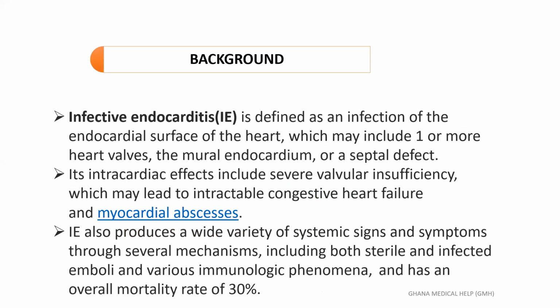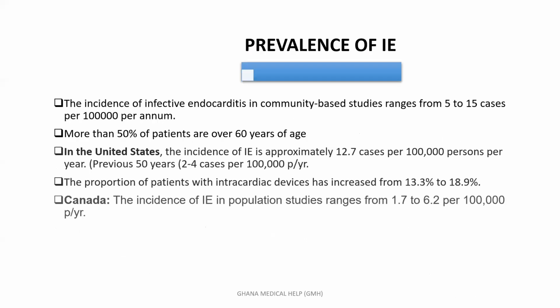Infective endocarditis is defined as an infection of the endocardial surface of the heart, which may include one or more heart valves, the mural endocardium, or a septal defect. The intracardiac effects include severe valvular insufficiency, which may lead to intractable congestive heart failure and myocardial abscess. Infective endocarditis also produces a wide variety of systemic signs and symptoms through several mechanisms, including both sterile and infected emboli and various immunologic phenomena, and has an overall mortality rate of 30%.